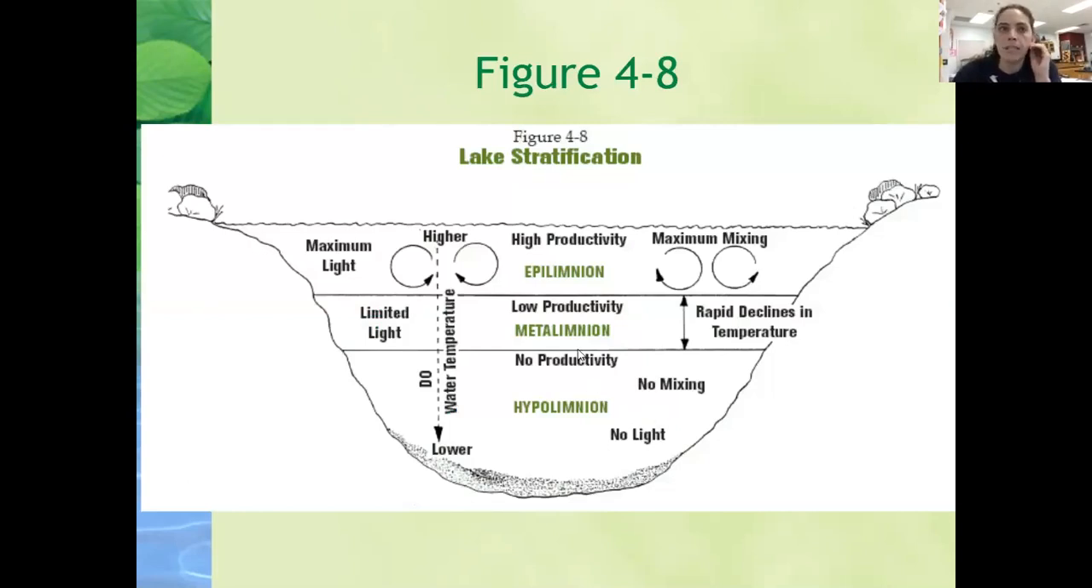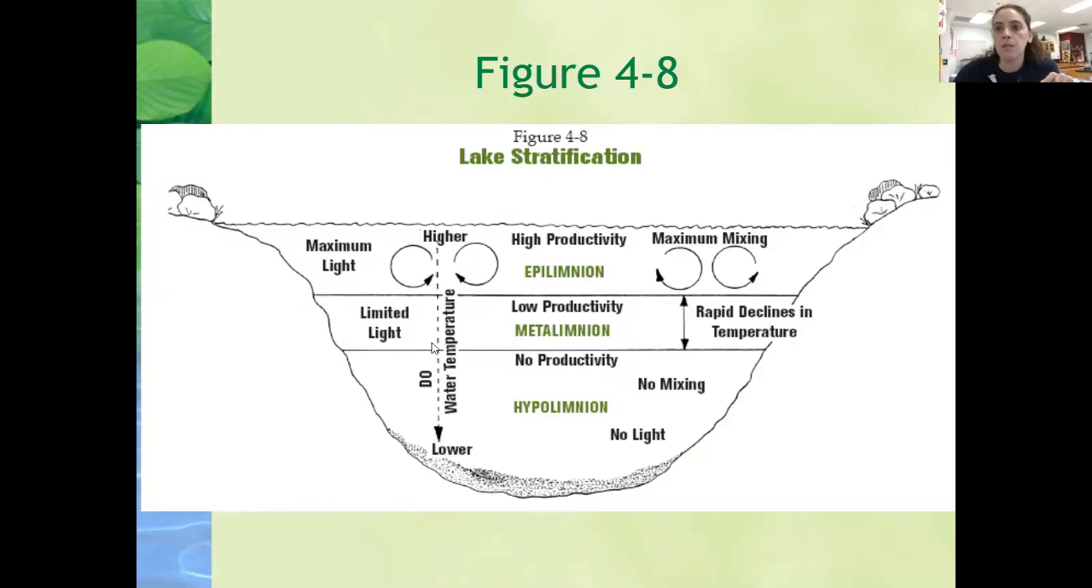And so here we can see our layers. So this epilimnion is going to be where there's the most productivity. And we're thinking of photosynthesis. It's near the surface, it's maximum light. Because of wind, we're getting mixing of the water. So the wind mixes in oxygen, the photosynthesis mixes in oxygen, and we need oxygen for life.